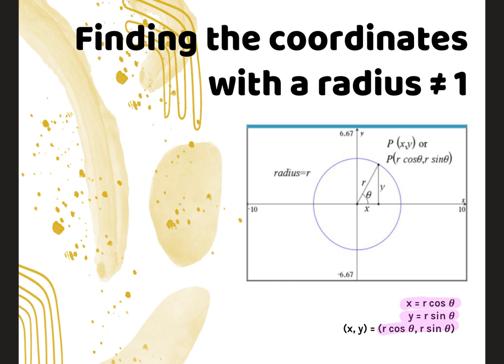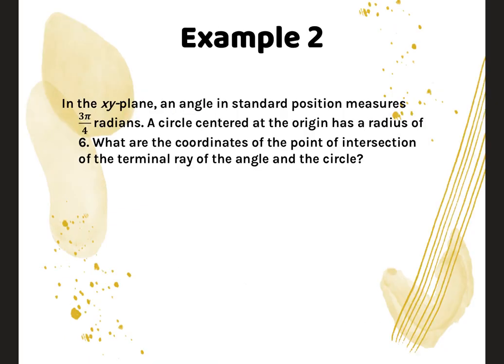So if it was something at pi over 6, I would know my coordinate points are root 3 over 2 and 1/2. And if my radius was now 4, I would multiply both of those by 4. That's all you have to do, okay? It makes it look a lot more complicated. It puts it in a paragraph, so it scares you because it's lots of words, but it's all you have to do. Example 2 says, in the xy plane, an angle in standard position measures 3 pi over 4 radians. Well, there's my angle, right? A circle centered at the origin has a radius of 6. Well, now I have a radius of 6. What are the coordinates of the point of intersection of the terminal ray of the angle and the circle?